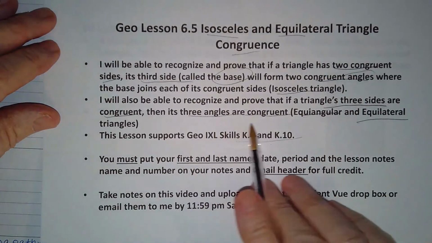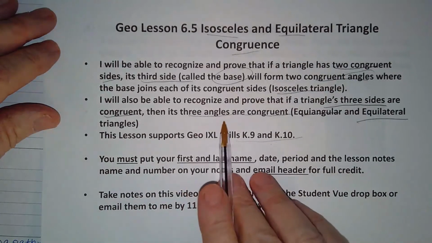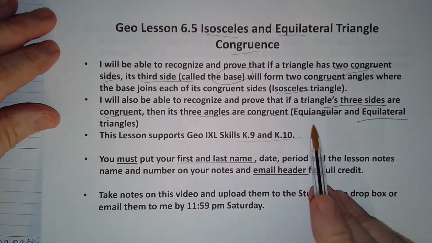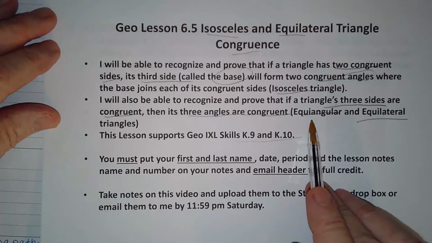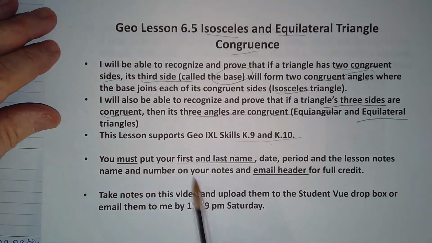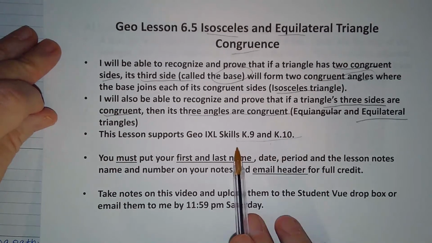And then we'll also be able to recognize and prove that if a triangle's three sides are congruent, then its three angles are congruent. And these are the same triangle, but if we're talking about the three angles, it's called an equiangular triangle. And if we're talking about the three sides, it's called an equilateral triangle. This supports geometry skills K9 and K10 in IXL.